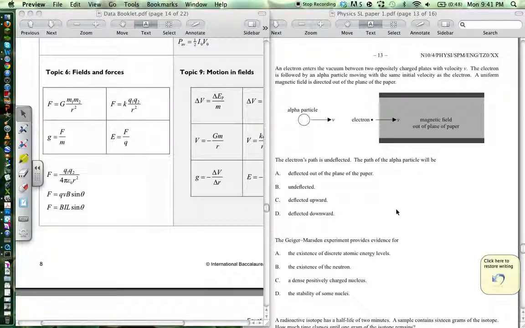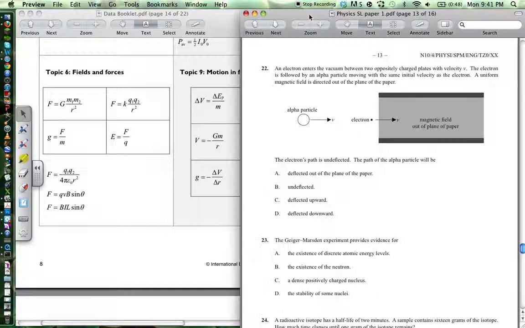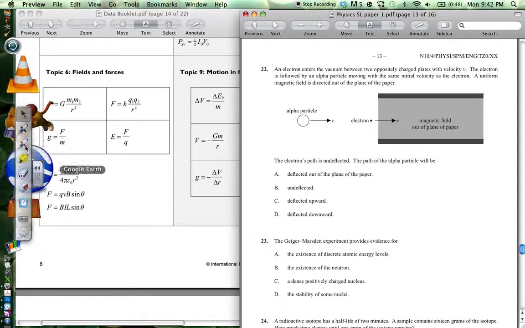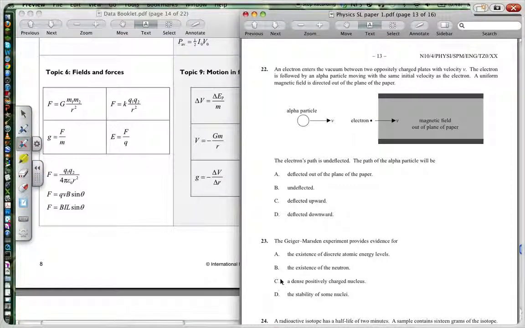Here we move on to the Geiger-Marsden experiment, and it provides evidence for the following. This was the experiment where they shot alpha particles at gold foil, very thin gold foil, and it provided evidence for this over here, that in the atom you had this dense positively charged nucleus.